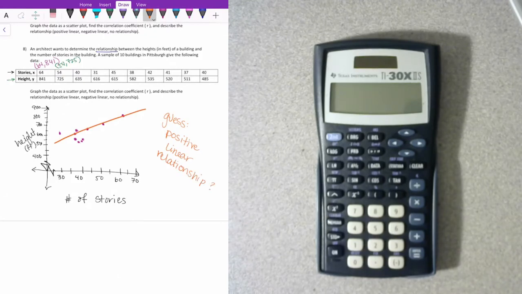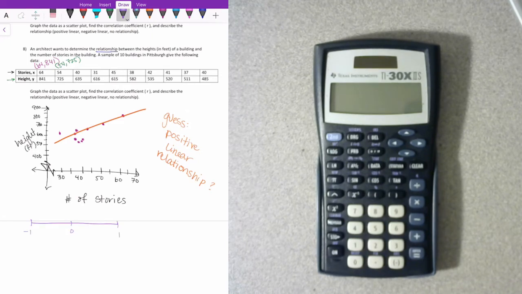I'm going to put question marks. I don't know if this is true. We're going to have to verify this with the correlation coefficient R. Remember, R can be between -1 and +1. -1 means a strong negative linear relationship. +1 means a strong positive linear relationship. And if you get a value close to 0, it means that there doesn't seem to be a relationship.